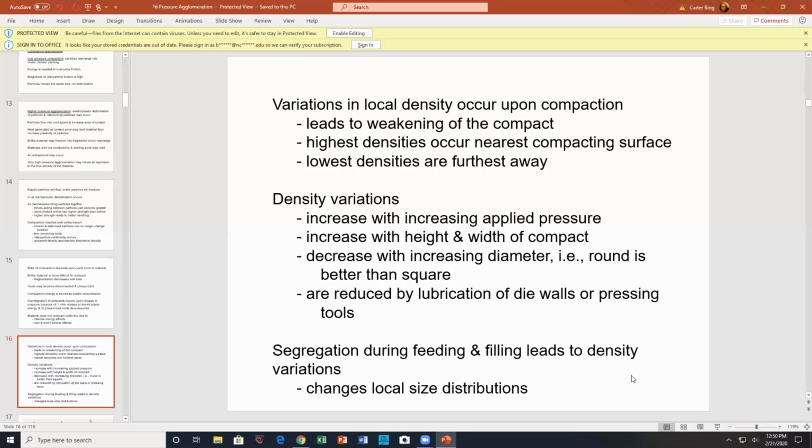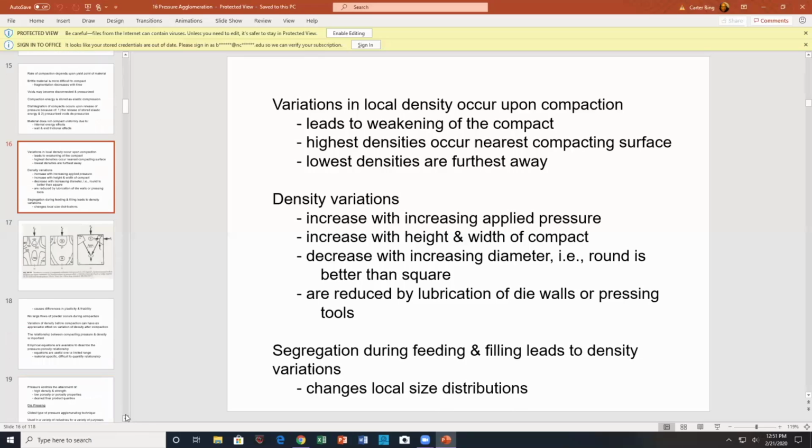Segregation during feeding and filling leads to density variations. You have a mixture of solids. Maybe you have small particle size, large particle size. Maybe you have electrostatics, maybe you have dry, no electrostatics. So the particles do not flow or behave the same. You have local changes in particle size distribution. The bigger particles move on, the smaller particles may be adhering to the wall.